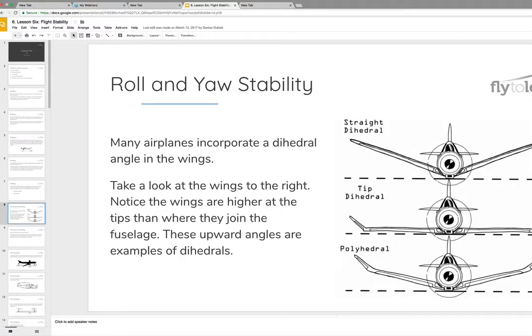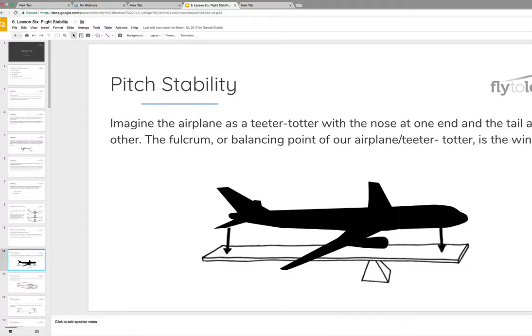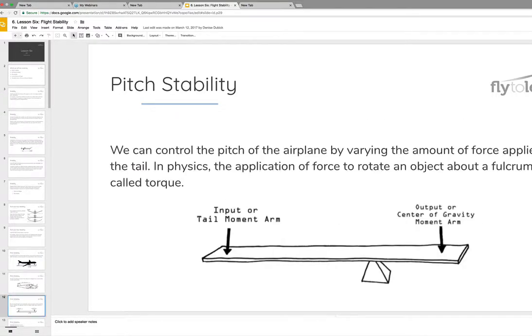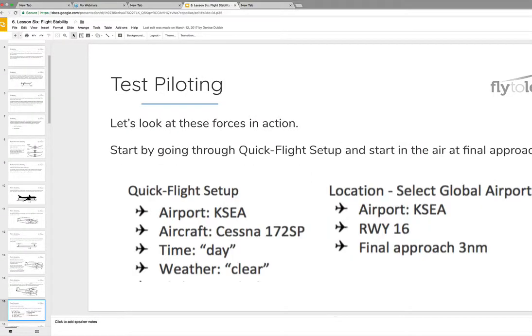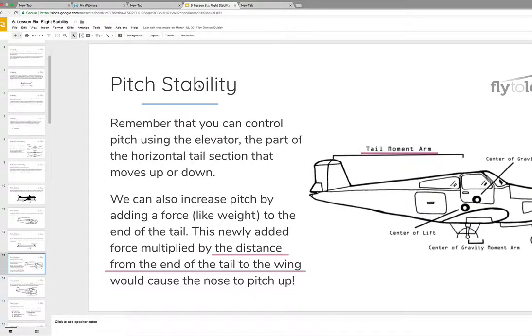So then we talk about the dihedrals and stability and putting them on there. There's pitch stability, tail moment arm. We move every one of those things. It's actually really interesting. Everybody says it's the center of gravity. You really balance your airplane off the center of lift, but you can't change it. So we use the center of gravity that you can change by weight. So it's this tail moment arm, the force.